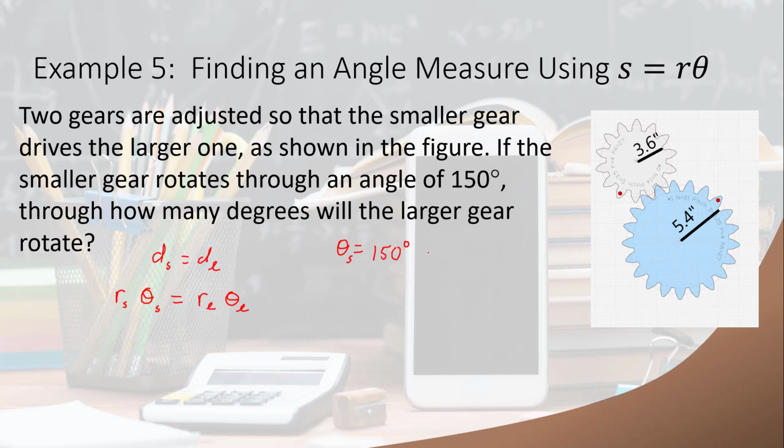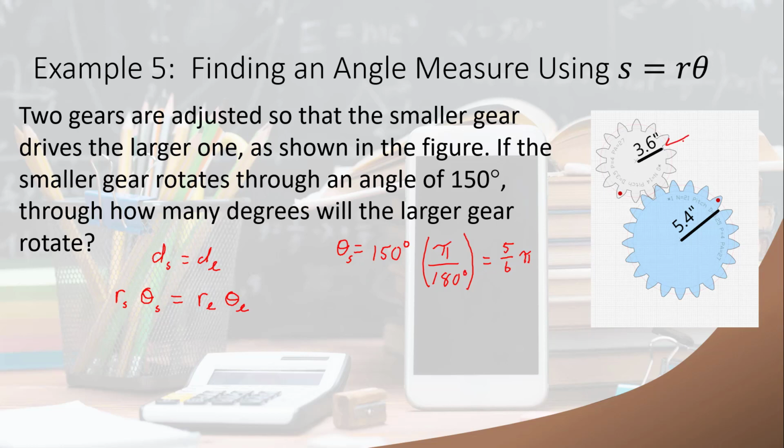Okay, so we need to convert that to radians. We can do that by multiplying this by pi over 180. Now what you'll notice is that both 150 and 180 have common factors of 30, and we can write this as 5 over 6 times pi. And that is the angle that the smaller gear moves in radians.